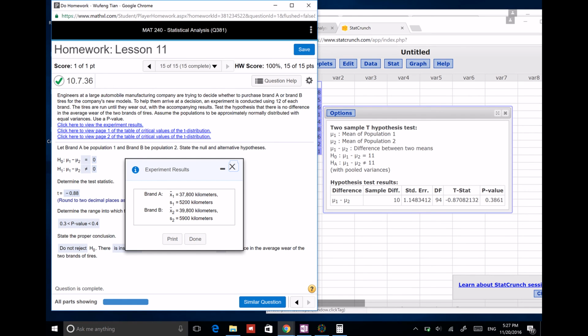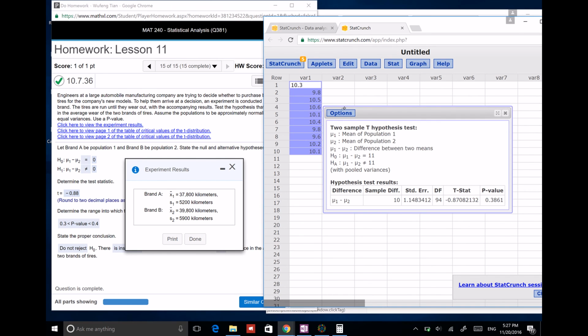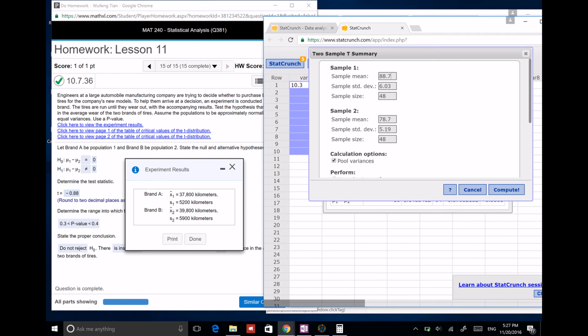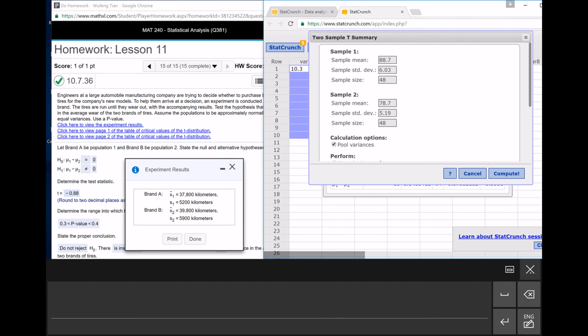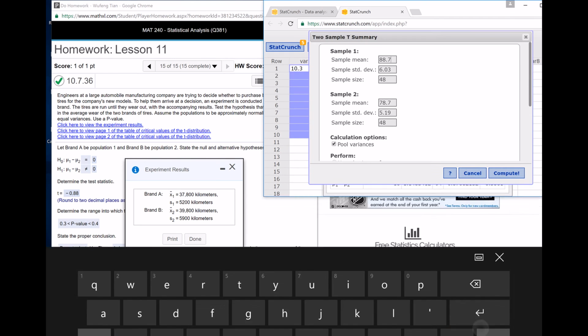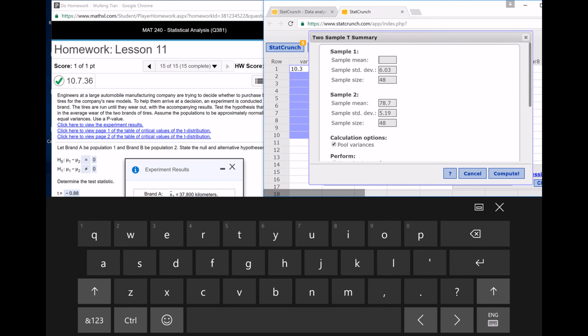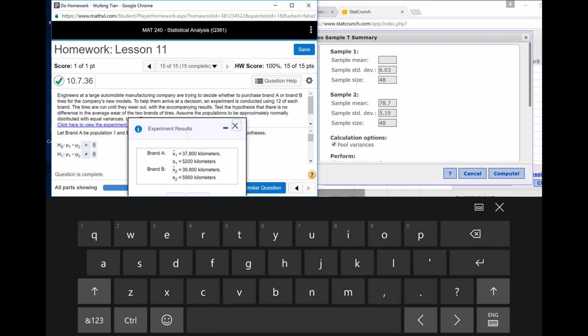So number 15. Okay, you have the experimental result. You just do the exact same thing, okay? What you need to do is change all of this. Change this number into this number, change the s into this s, change the x2 into this x2. It's pretty simple. So you need to change all of them.